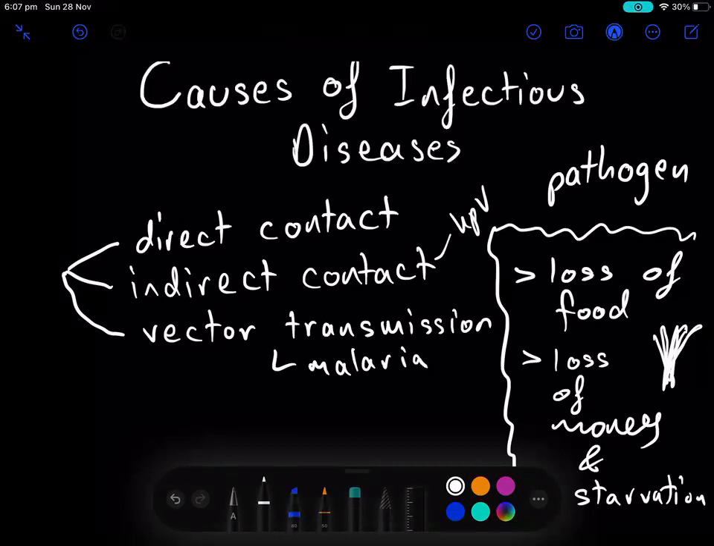And another one would be direct contact. So essentially any pathogen that's able to breach the barriers to infection is going to be problematic for direct contact.